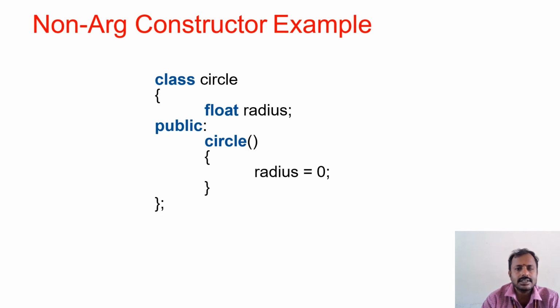So I have a class circle which has a data member radius, and I have a constructor circle. Why do I call it a constructor? The constructor will have the same name as the class name, and I do not pass any parameter to the constructor. Here I am going to initialize the value of radius to 0.